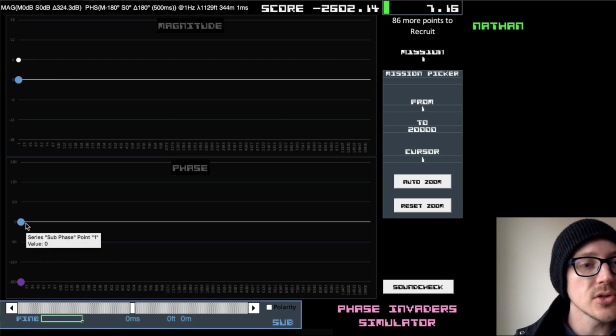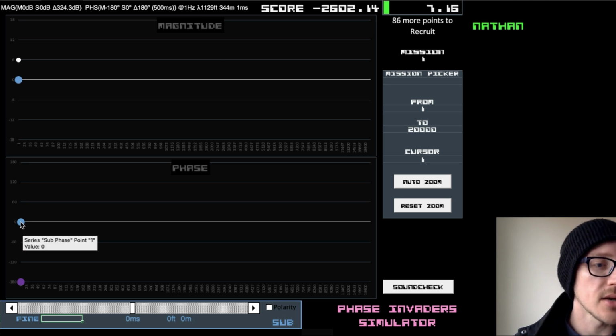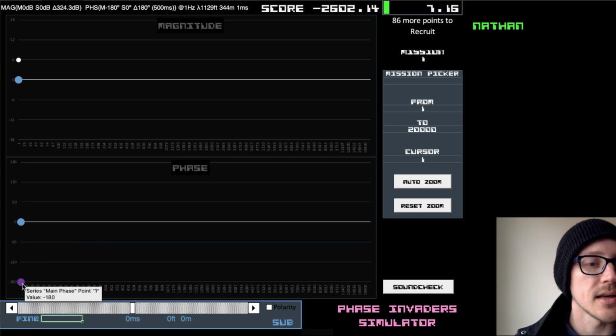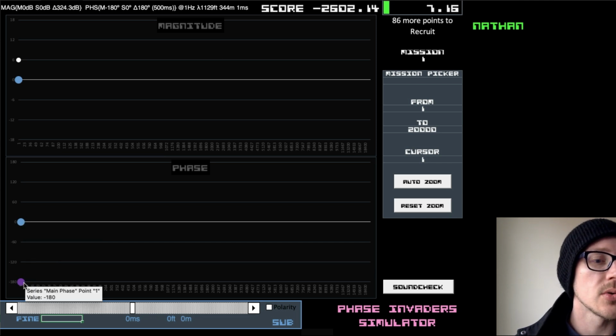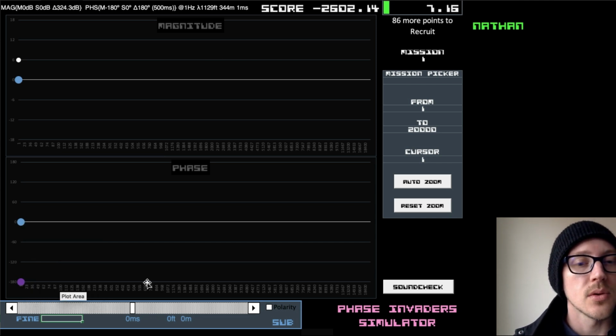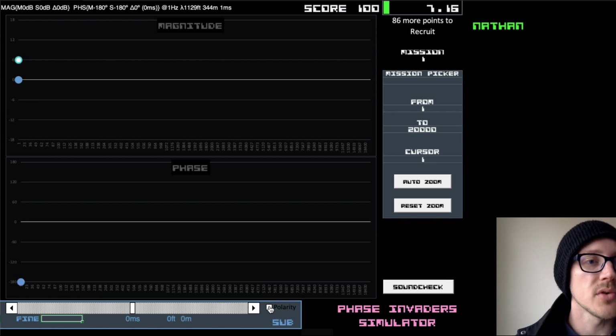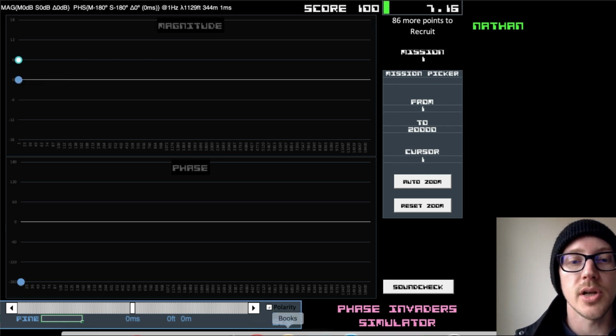So what do I need to do to change the phase of my sub measurement here so that it's in alignment with my main and I get maximum summation? Well, when we see a relationship like this, 0 to 180, the fastest way to get there is with a polarity inversion, right? So if I move that down, then we see my summation jumped here, it's on top of my target, and now I have a score of 100.